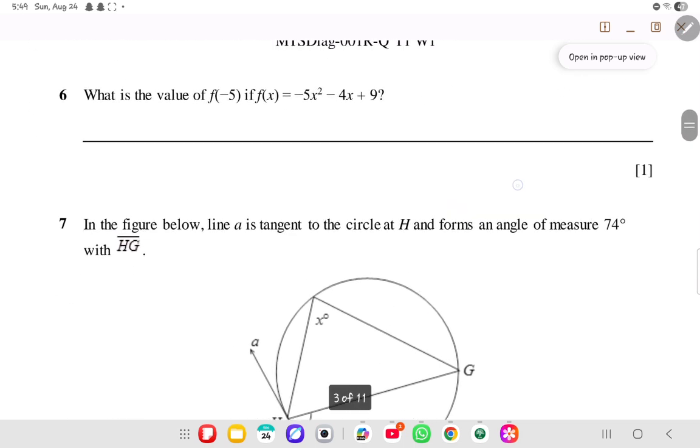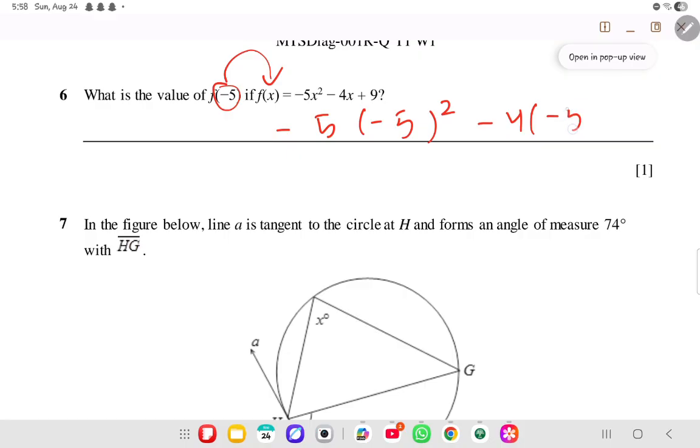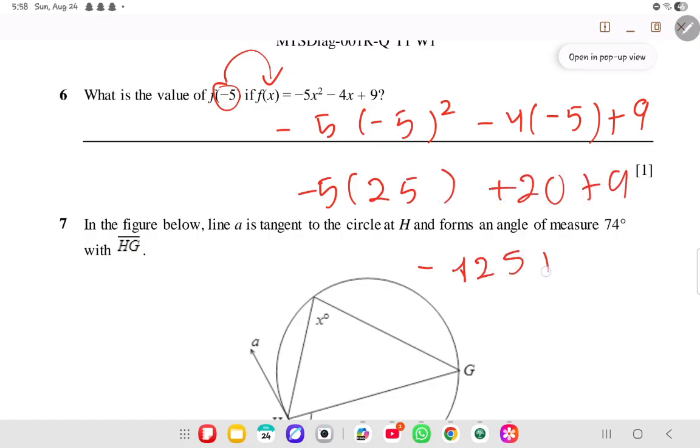We'll move on to question number 6. Okay, so here what we need to do is substitute the value of minus 5 instead of x. So anytime you see an x, open parentheses: minus 5 squared, minus 4 times minus 5, plus 9. So it's going to be minus 5 times 25 plus 20 plus 9. So minus 125 plus 29. So after much solving, you will get what? You will get minus 96. We'll move on to question number 7.